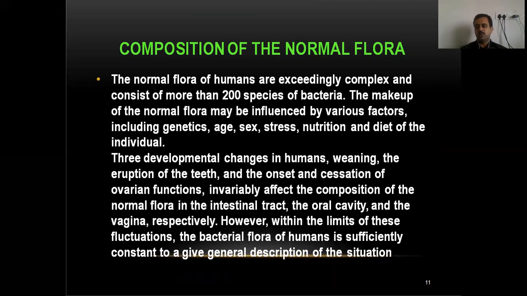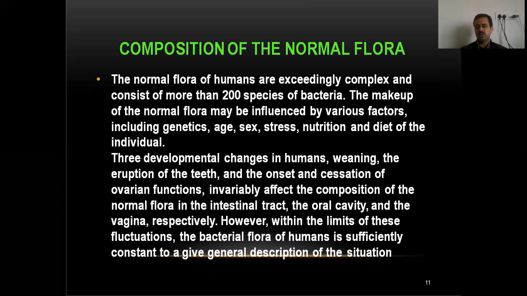The composition of the normal flora. What the normal flora may contain. Normal flora of humans are exceedingly complex and consist of more than 200 species of bacteria. Can you imagine 200 species of bacteria being present inside the human body? The makeup of the normal flora may be influenced by various factors, including genetics, age, sex, stress, nutrition, and diet of an individual. So these are certain factors wherein the flora of the human body may fluctuate or be a little bit variable.